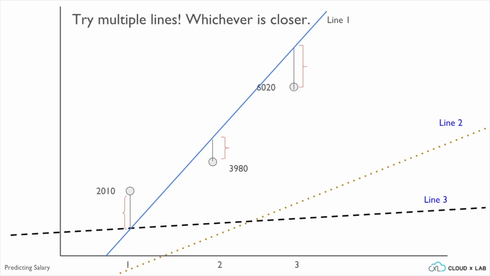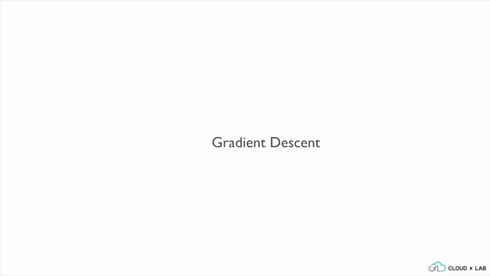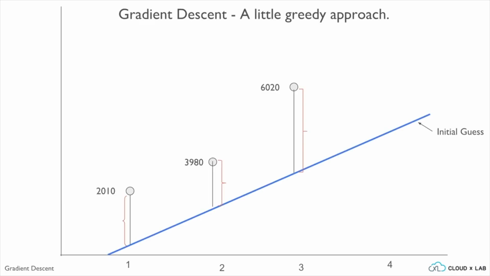What do you think is the challenge with this approach? It will take a huge amount of time to come up with the best model even in such a simple case. Why not try to go to the side where the error is reducing? One such approach is gradient descent. Let's understand this approach. Say we start with a random line with some slope and intercept.